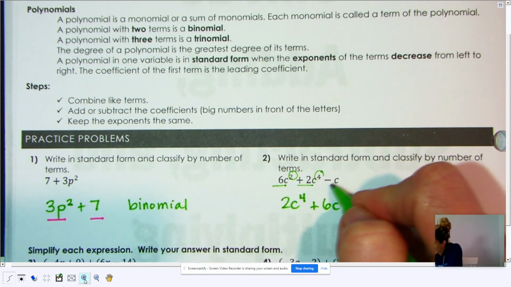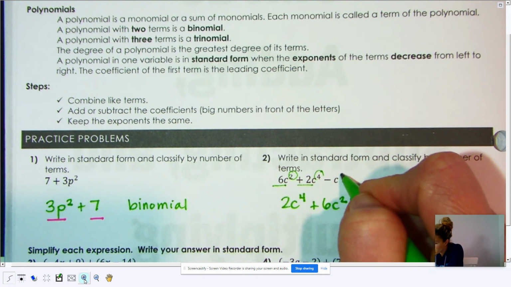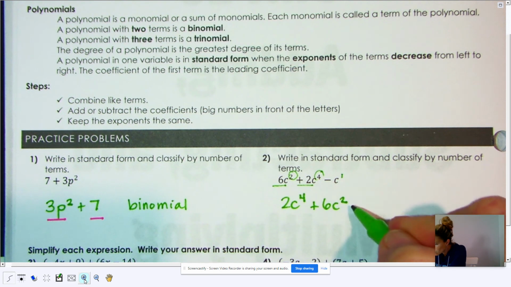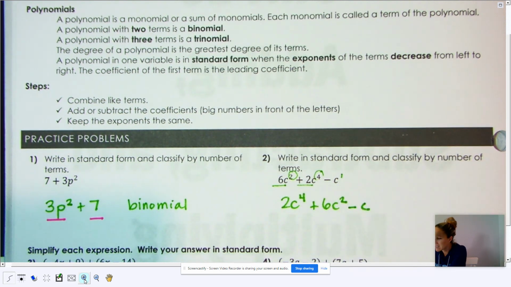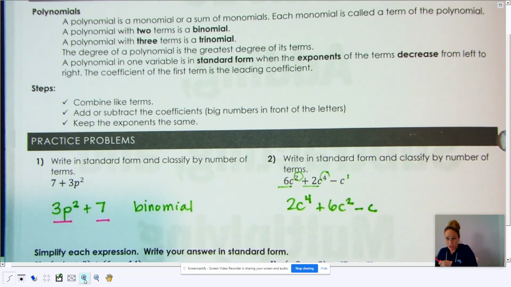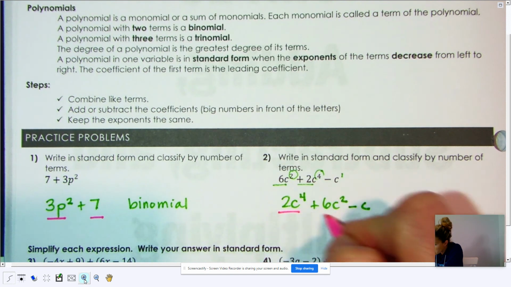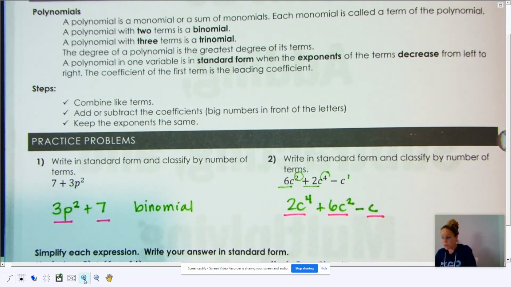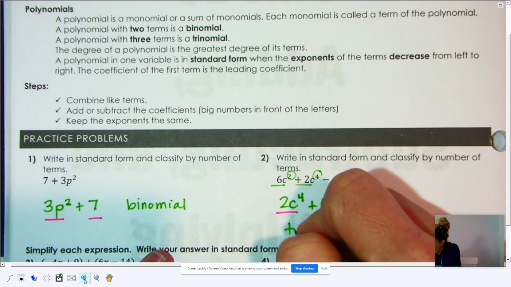And then this c has an exponent of 1. Even though there's no exponent there, we know if we have 1c, that we have an exponent of 1. We also have a coefficient of 1. This one is negative, so when I rewrite it, I need to have a negative stuck to it. So I have 3 terms here because I just look and I see how many things are being separated by pluses and minuses. So because there's 3 terms, this would be a trinomial.